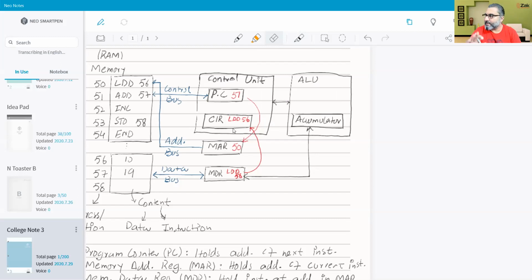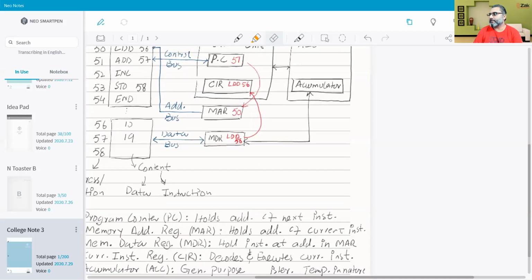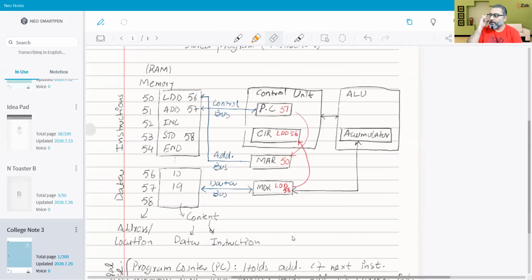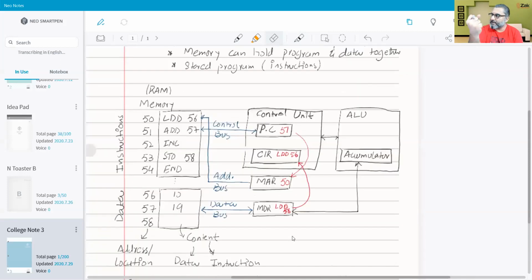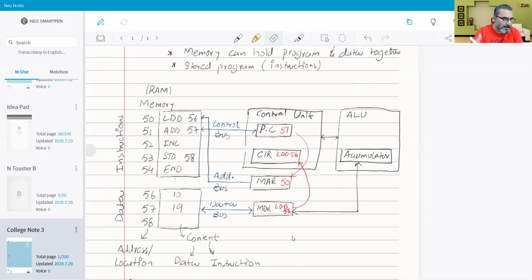Now, this was accumulator. This is general purpose register, which is being used for what? It is being used for accumulating the data while the execution of the program is going on. All right. Now there is another register called status register.